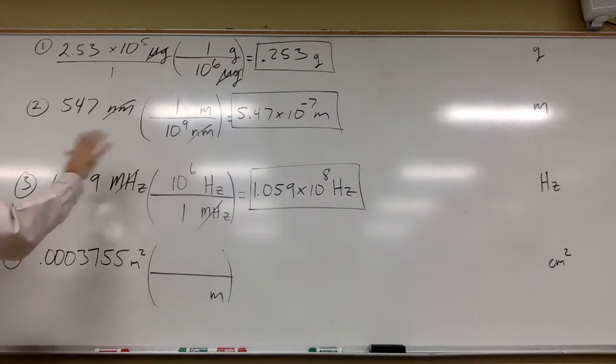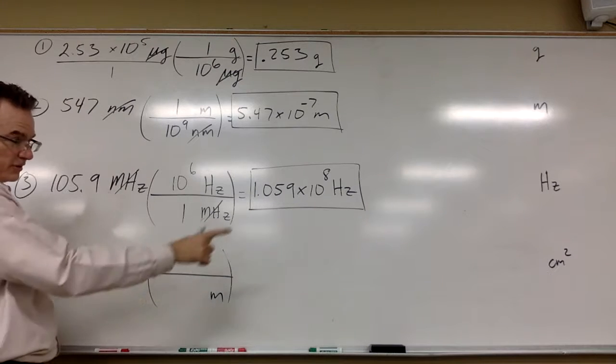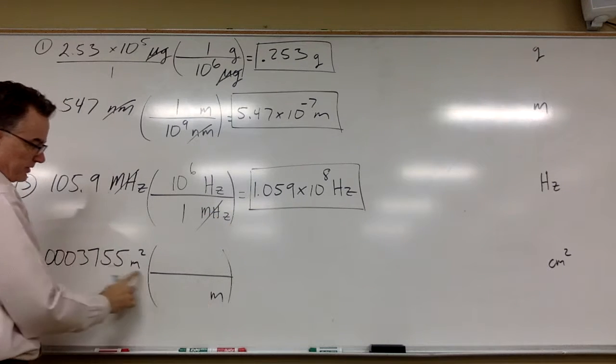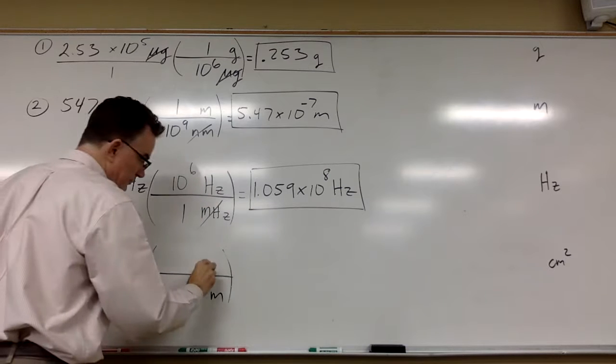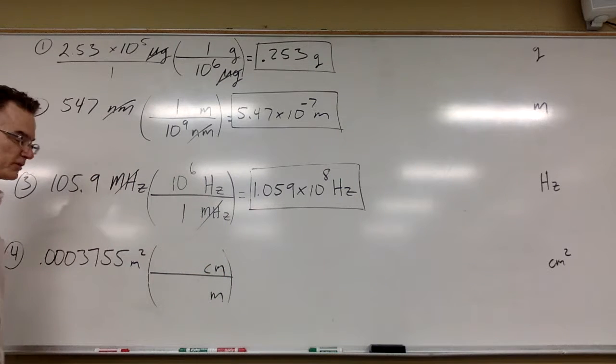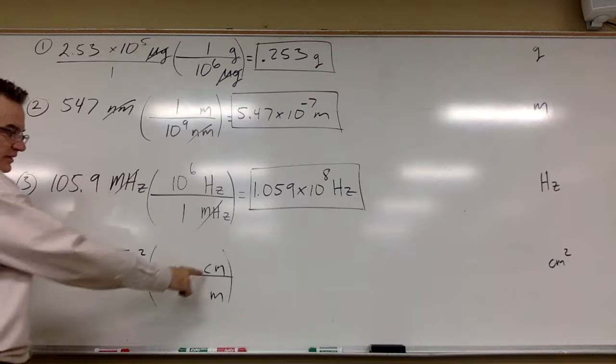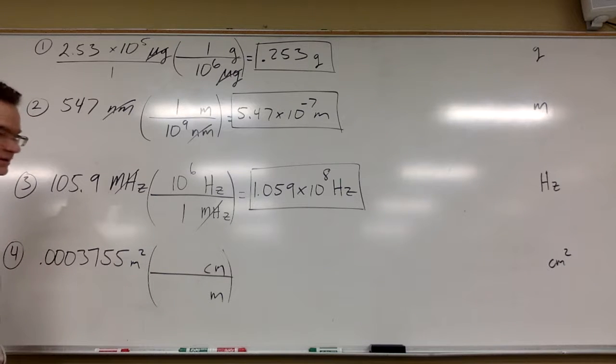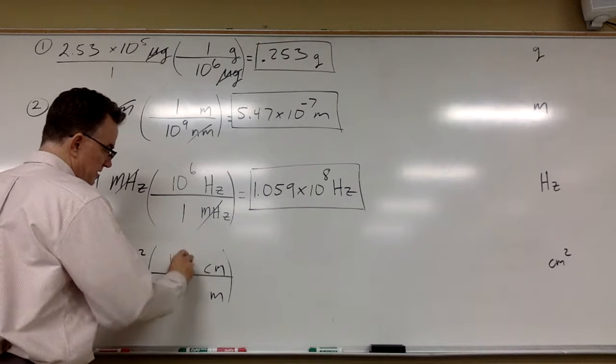In the same way those were up there. Meters get turned into centimeters, so I put meters in the bottom to get rid of it. Centimeters in the top, right? I'm just adding a prefix, so I know I can do it in one step. Centi is small, right? It's 1/100th. So I know there's 100 centimeters in a meter.